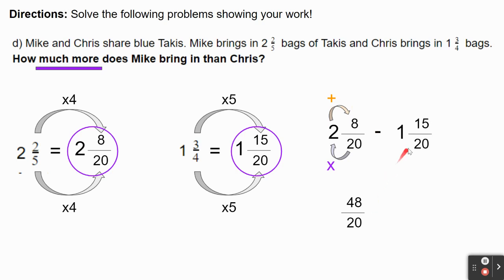Let's do the same thing for the next mixed number. Here, we're going to multiply the denominator times the whole number and then add the numerator. So 20 times 1 is 20 plus 15 is 35, and the denominator 20 stays the same. Now we can subtract. 48/20 minus 35/20 is equal to 13/20. So that means that Mikey brought in 13/20 more bags of Takis than Chris.